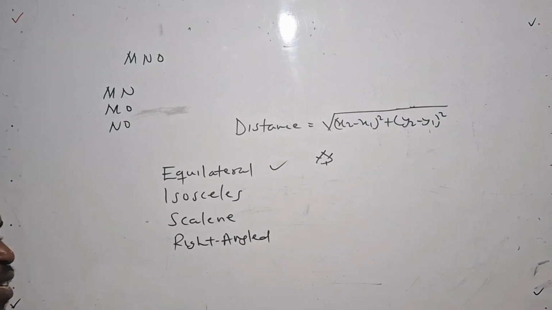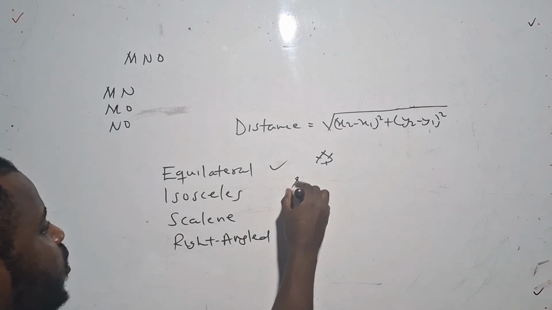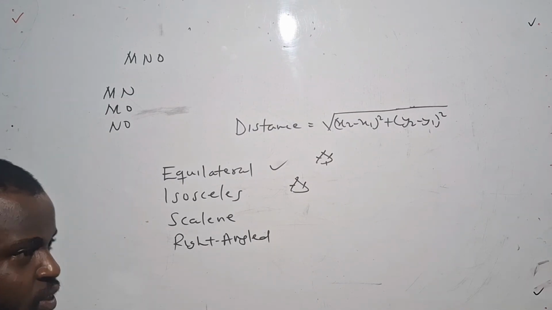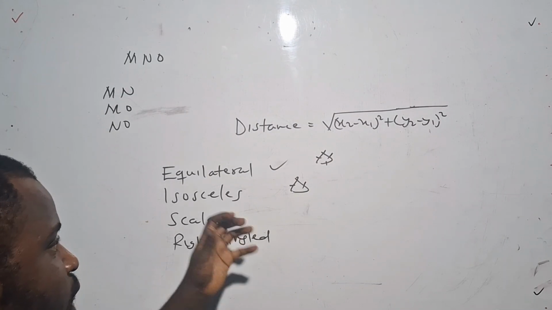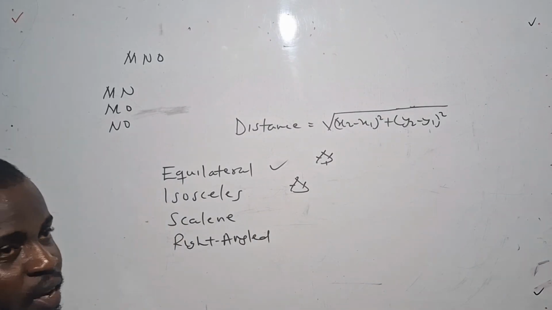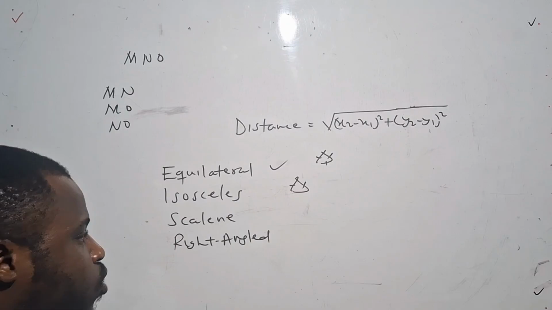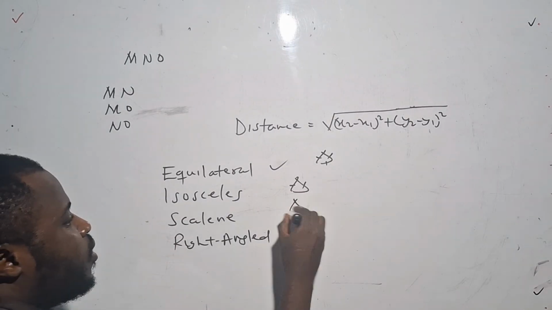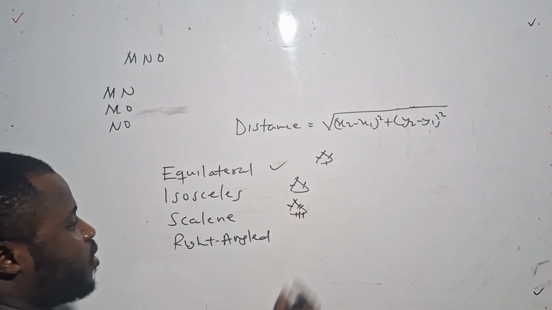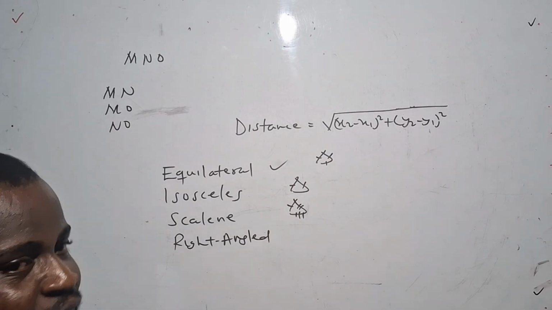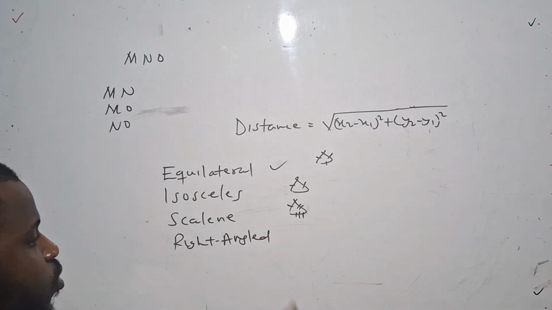If only two sides are equal, then it is an isosceles. So equilateral has all three sides and angles being equal. Isosceles has only two sides and angles being equal. And scalene has different sides, unequal sides and angles. That's what you need to understand about scalene.